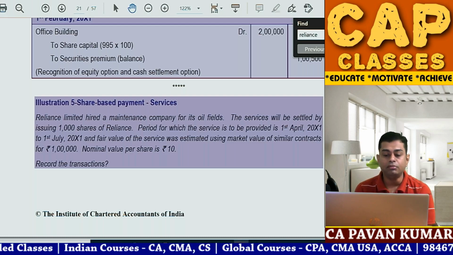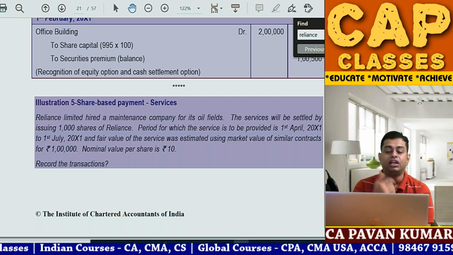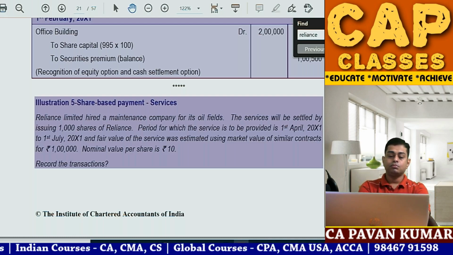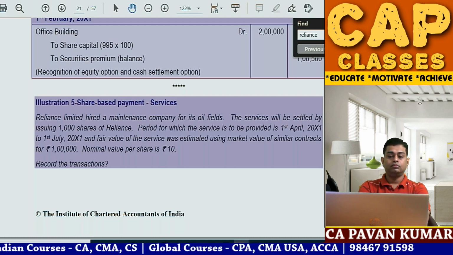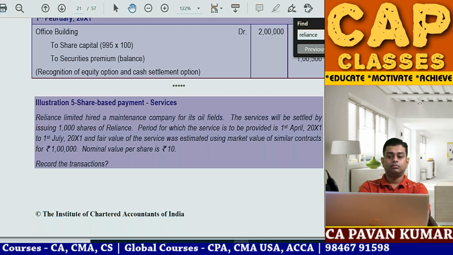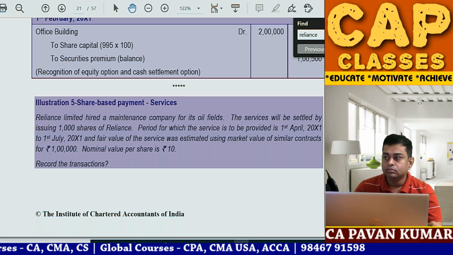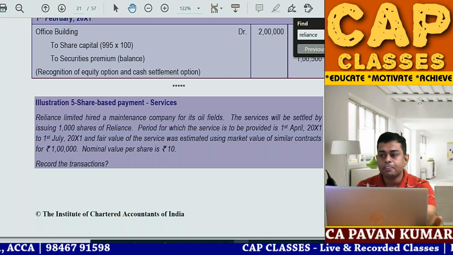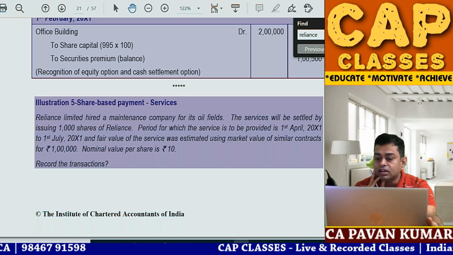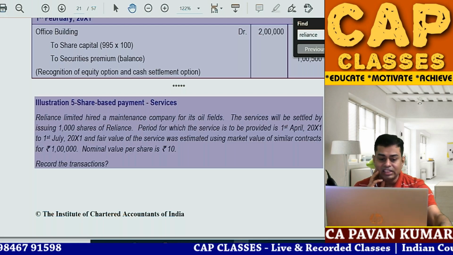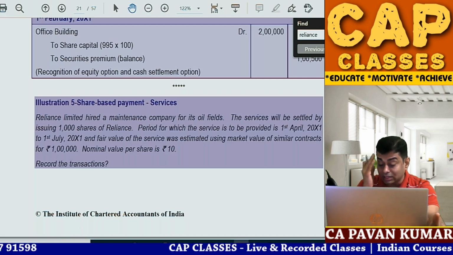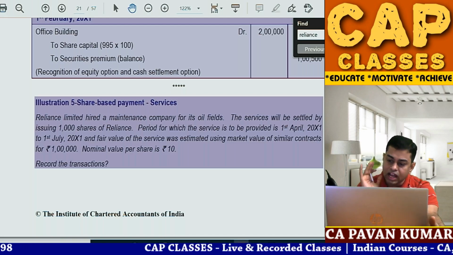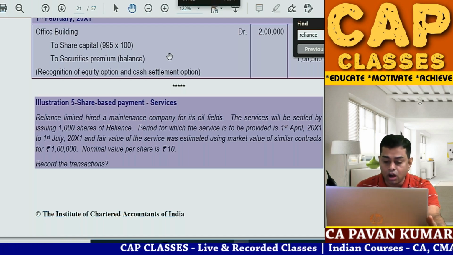Put a star mark. Read the question once again. Tell me the journal entries. Everybody is giving the answer: maintenance account debit 1 lakh, to share capital 10,000, to securities premium 90,000. All the answers I have received are the same.